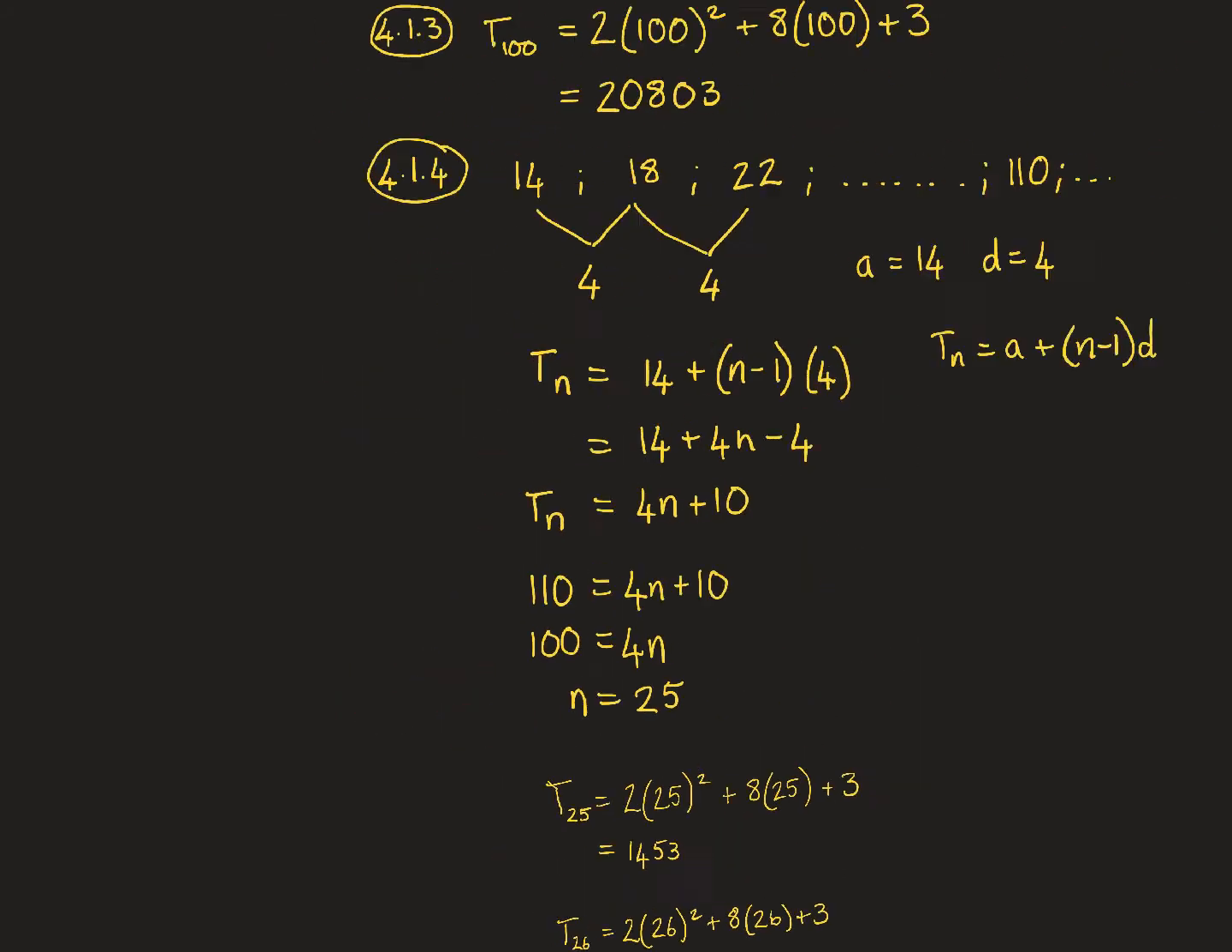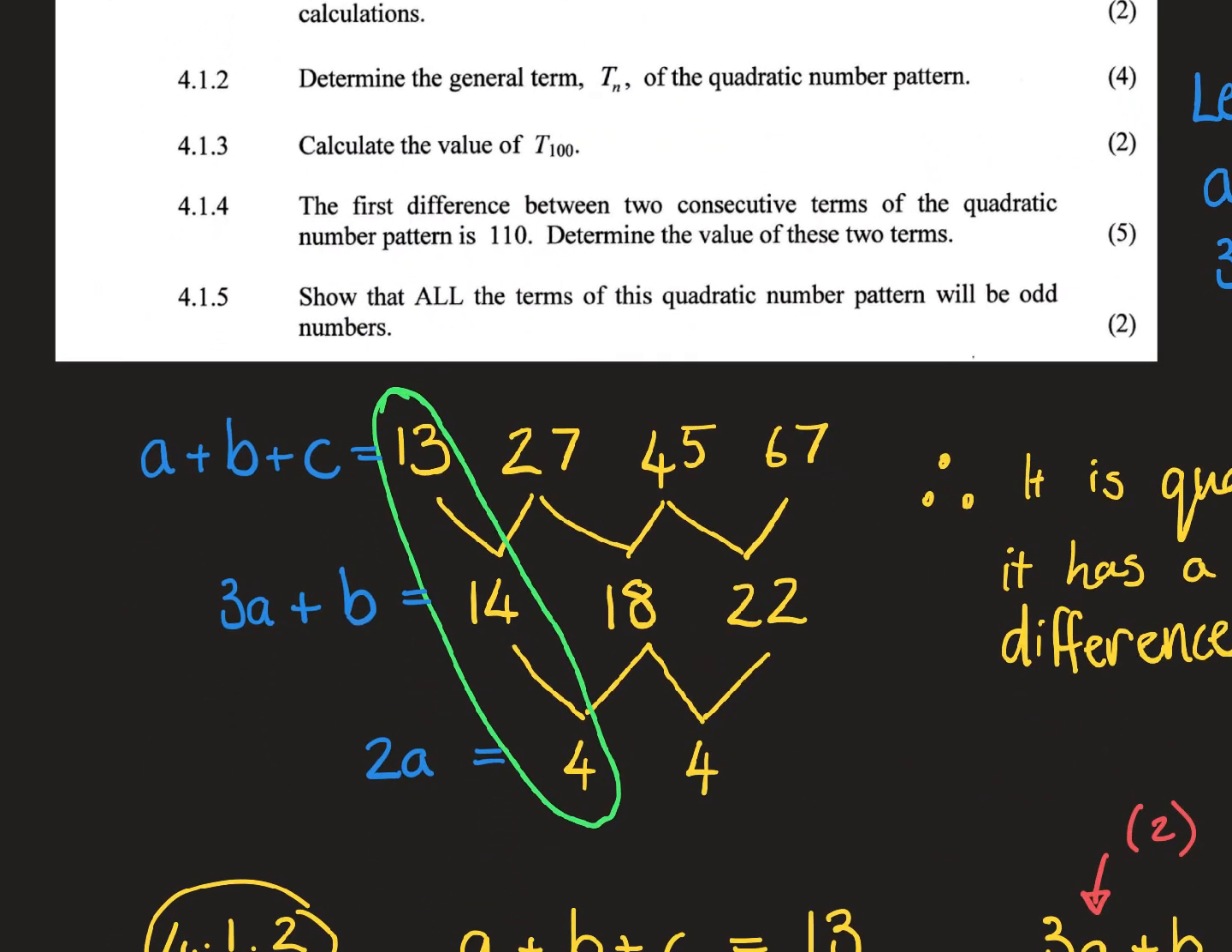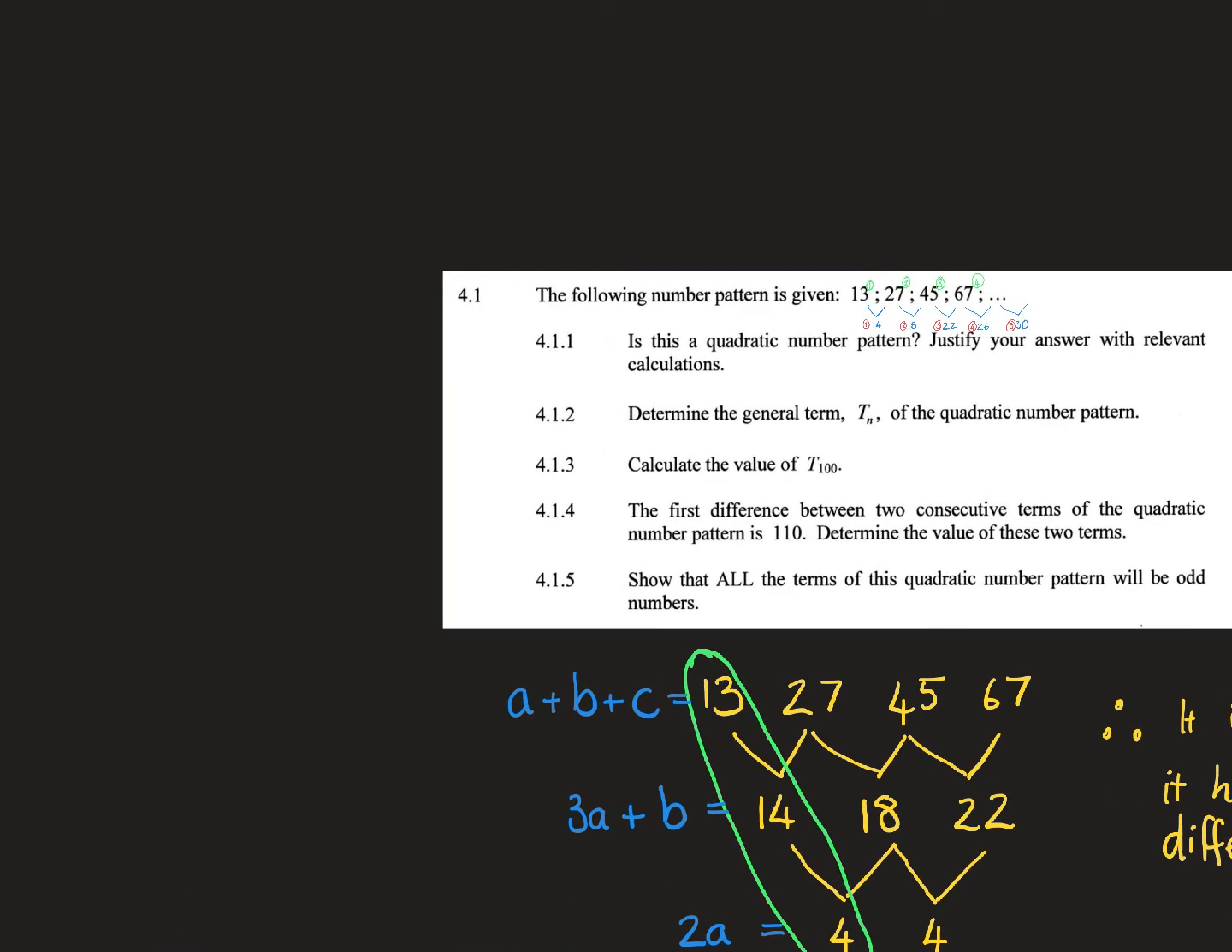This last bit of this question, and this has gone on for a while, I'm sorry, but anyway, let's read this last bit of this question. It says, show that all the terms of this quadratic number pattern will be odd numbers. There are a variety of different ways we can do that, and I'm only going to do one of them. So 4.1.5.